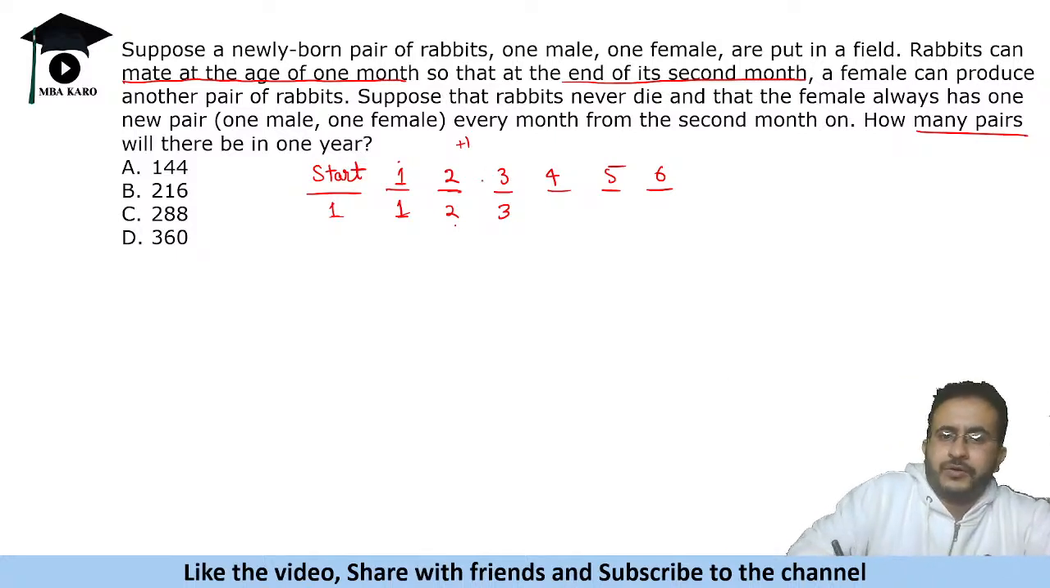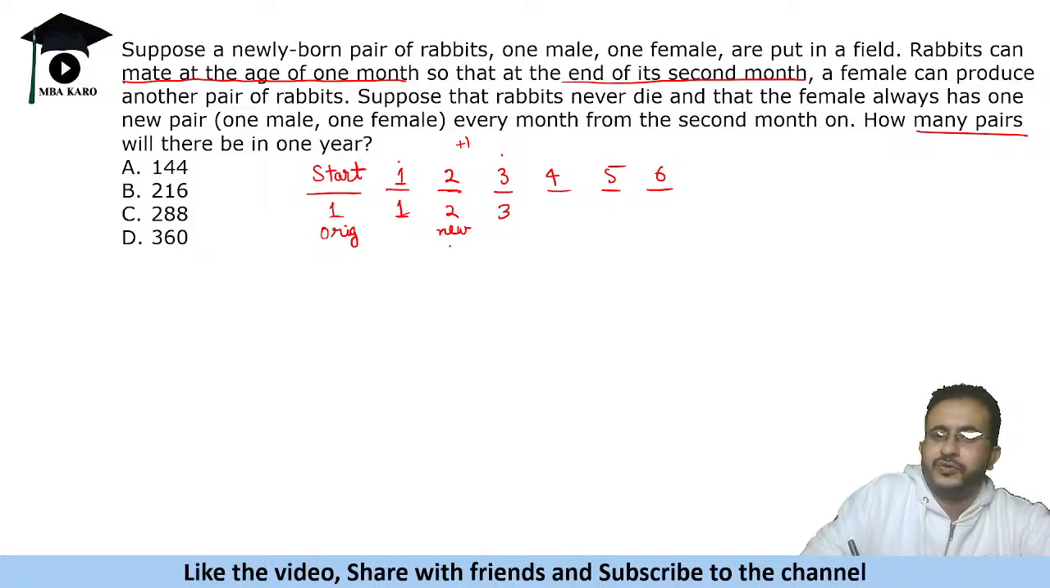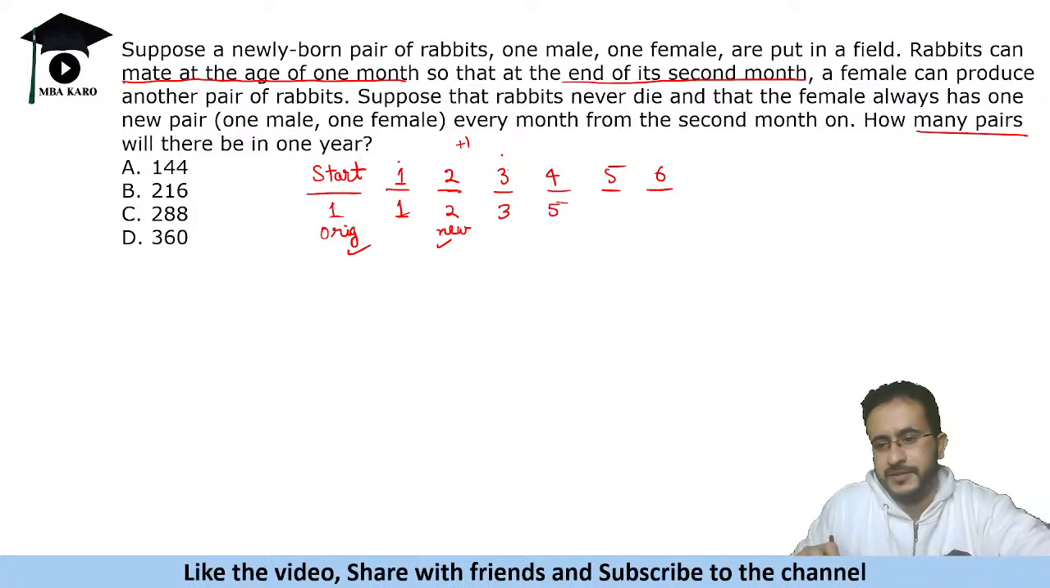Now if you look at this third month, there were two pairs. Now the new pair can also produce babies, right? Let's call this the original pair. This is the new pair which is added. Let's call them old, new, baby. Now the new can also produce, the original can also produce in the third month, so after 4 months there will be five pairs.